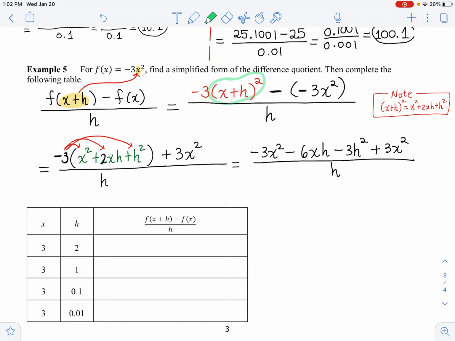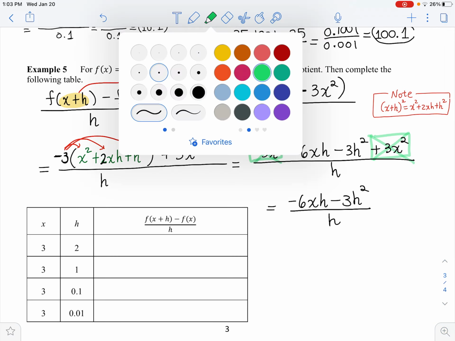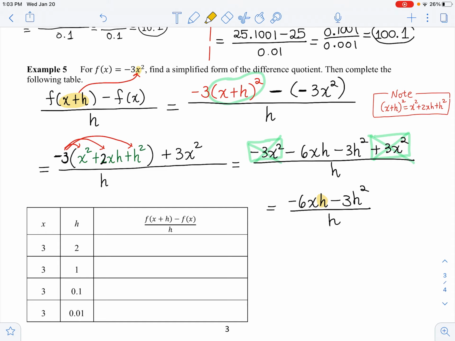All right, some things will cancel out now. If you notice, there is negative 3x squared. There is a positive 3x squared, so those are canceled out. And the only thing that I have left is negative 6xh minus 3h squared over h. And if you notice, they all have h. This one has h, and the 3h squared also has h. So I'm going to take away their h. I'm going to divide both terms by h. So your final answer is negative 6x minus 3h, because one of the h got canceled out.